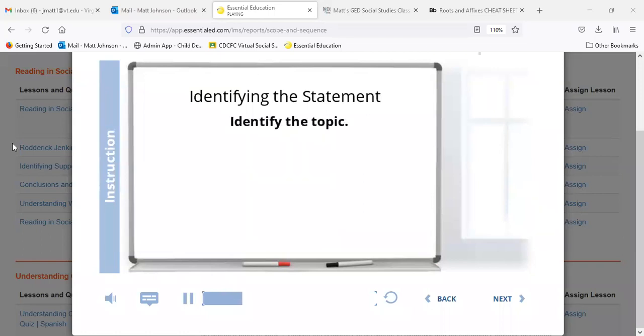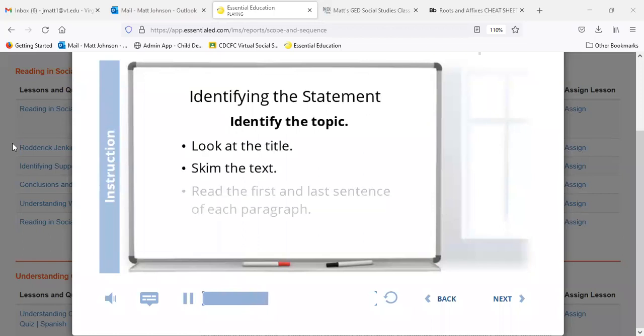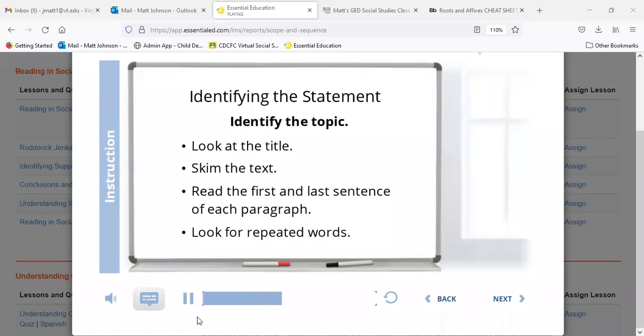First, you need to identify the topic. What's the passage about? You can usually get a pretty good idea of the topic by looking at the title. You can also try skimming the text. Look at the first and last sentences of each paragraph. I also look for repeated words.